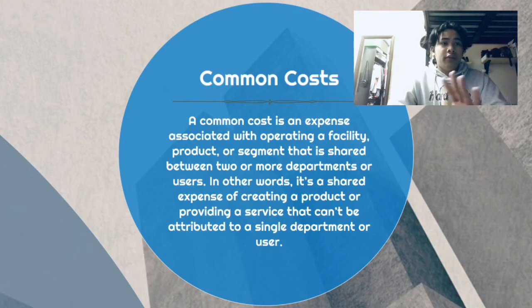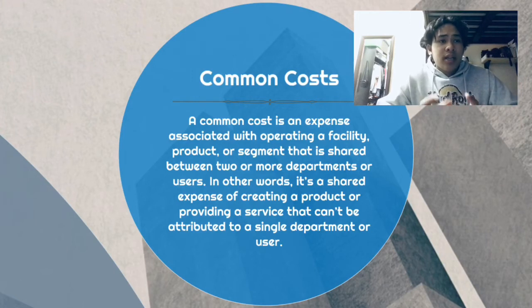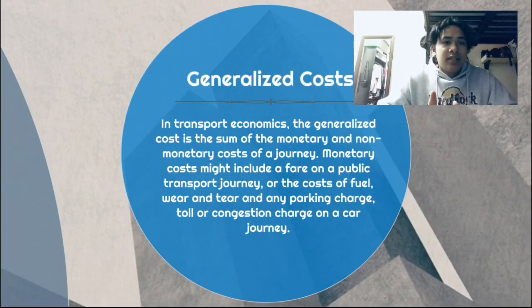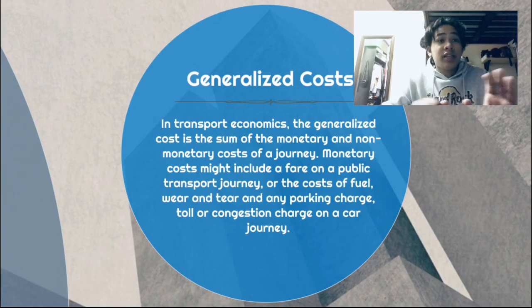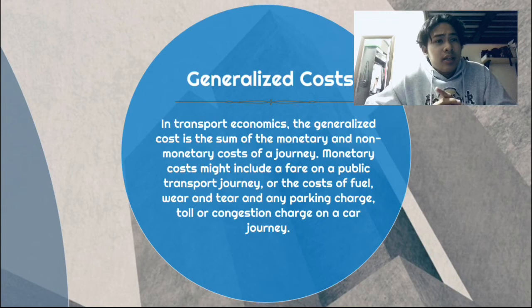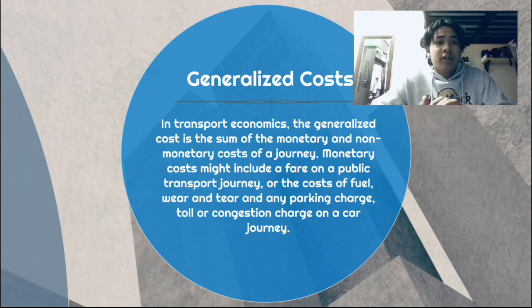The fifth one is the common cost. A common cost is an expense associated with operating a facility between two or more departments or users. In other words, it shares expenses of creating a product or providing a service that cannot be attributed to a single department or user. The sixth one is the generalized cost. In transport economics, the generalized cost is the sum of monetary and non-monetary costs of a journey. A monetary cost might include a fare on a public transport journey, or the cost of fuel, wear and tear, and any parking charges, toll, or congestion charge on a car journey.